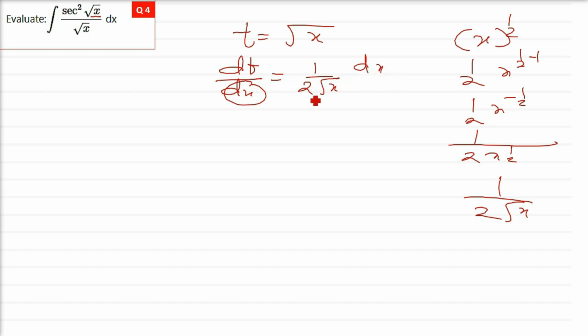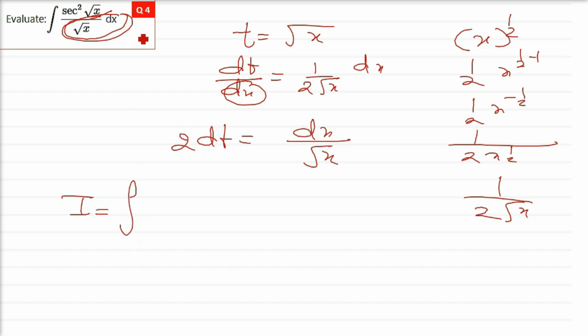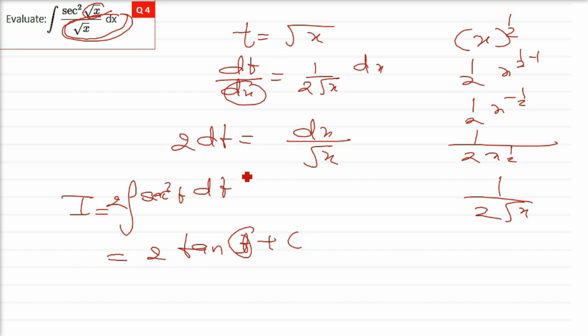The dx will go on the right. 2 you can bring on the left. So this will be 2 dt equals dx by root x. Now this whole will be 2 dt. So this integration will become something like this. 2 we can take outside. dt will remain inside. This will be sec square t. Alright. And sec square t has a direct integration, which is tan t. So 2 tan t plus constant of integration is going to come. Now just replace t by root x, which we have earlier taken. So 2 tan under root x plus c is the final result.